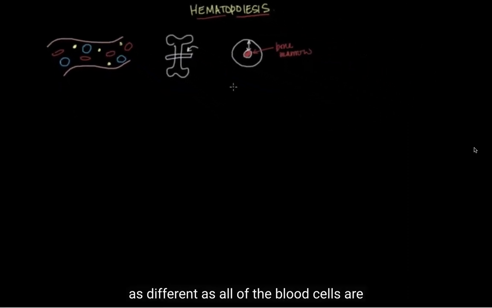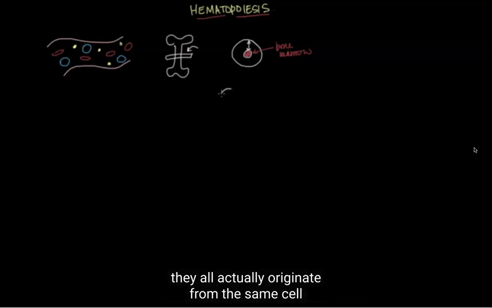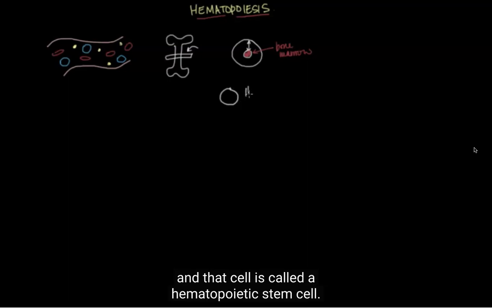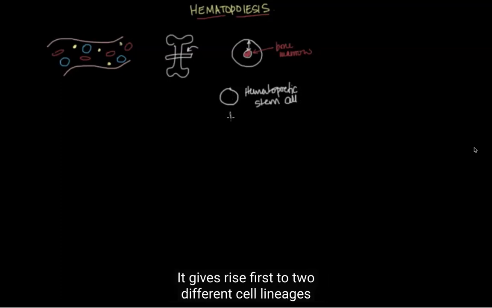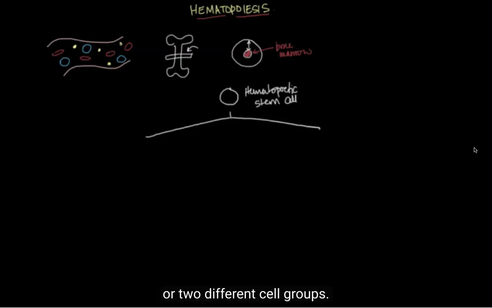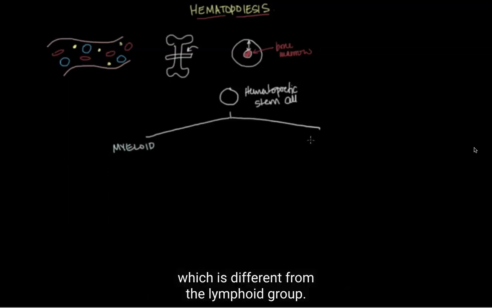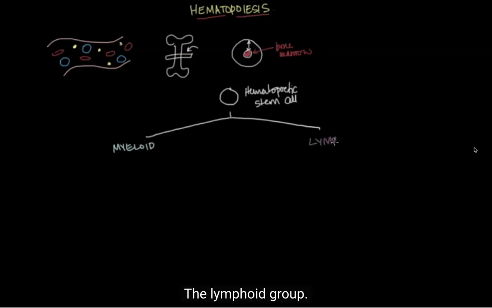So what's interesting is that as different as all of the blood cells are, they all actually originate from the same cell. And that cell is called a hematopoietic stem cell. And this stem cell gives rise to all of the different cells that you see in the blood. And so it gives rise first to two different cell lineages or two different cell groups. So first there is the myeloid group, which is different from the lymphoid group. So all of the cells that you see in the blood belong to either the myeloid group or the lymphoid group.